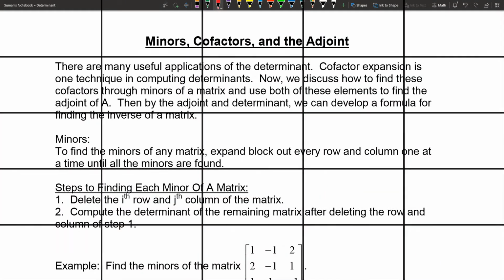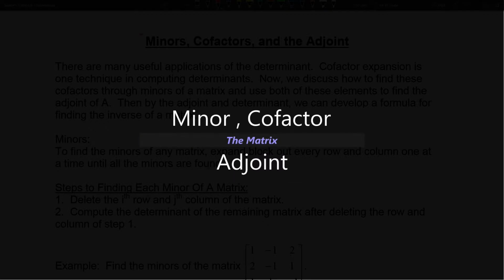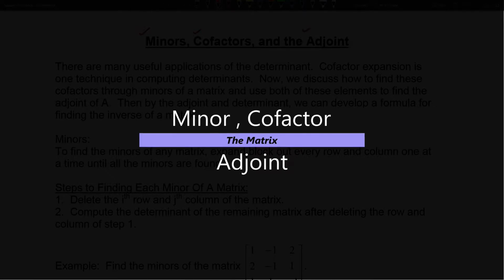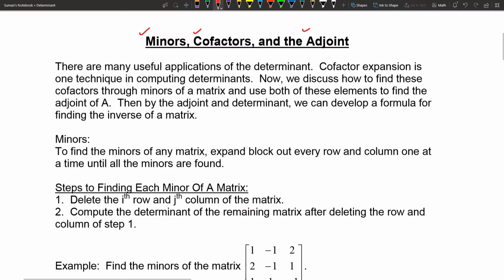Hello friends, today our topic is the minors, cofactors and the adjoint of any matrix. So how to find the minors, cofactor and the adjoint? Practically there are many useful applications of the determinant. So cofactor expansion is one technique in computing the determinants.